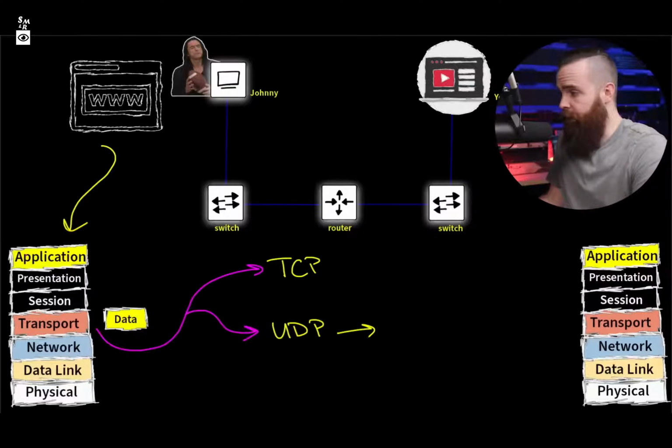Do we want our data to get there really, really fast? Or do we want it to get there safely and make sure it actually gets there? If we want it fast, that's going to be UDP. If we want to make sure it reliably gets there, it's going to be TCP. Let's take a look at TCP first.